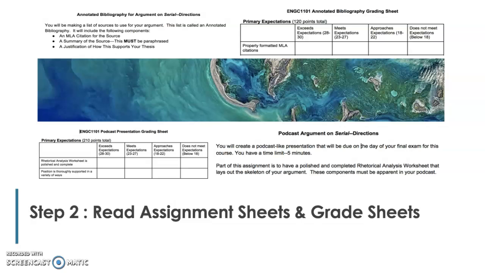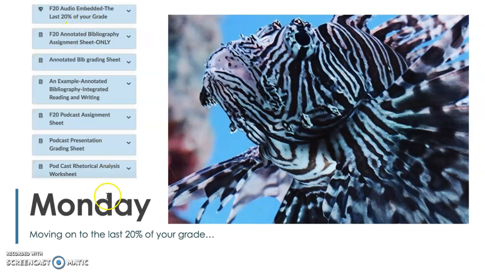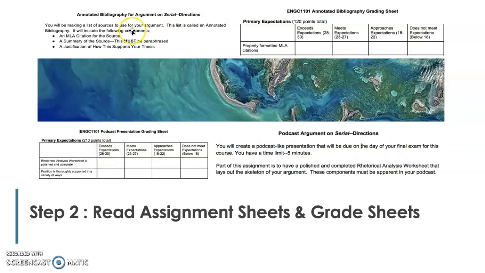Your second job, step 2, is to read your assignment sheets. So in that folder, this really, really busy folder, you will find an annotated bibliography assignment sheet and a podcast assignment sheet, right? And you're also going to have the grading sheets for annotated bibliography and podcast. I want you to read them. Read them all the way through so you know exactly what is going to be expected of you and how you are going to be graded. All right? So that is your second job.